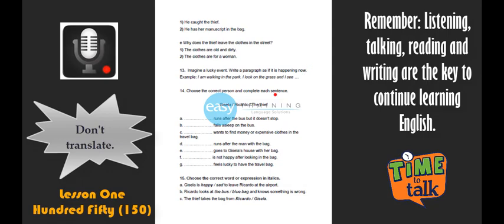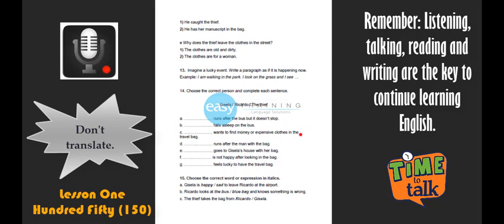In activity 14, there are some sentences which are incomplete. Here are the blanks for you to fill in with one of the characters in the story: Gisela, Ricardo, or the thief. You choose one of these three characters to complete each sentence. Who runs after the bus but it doesn't stop? Is it Gisela? Is it Ricardo? Or is it the thief? Who falls asleep on the bus? Gisela, Ricardo, or the thief?